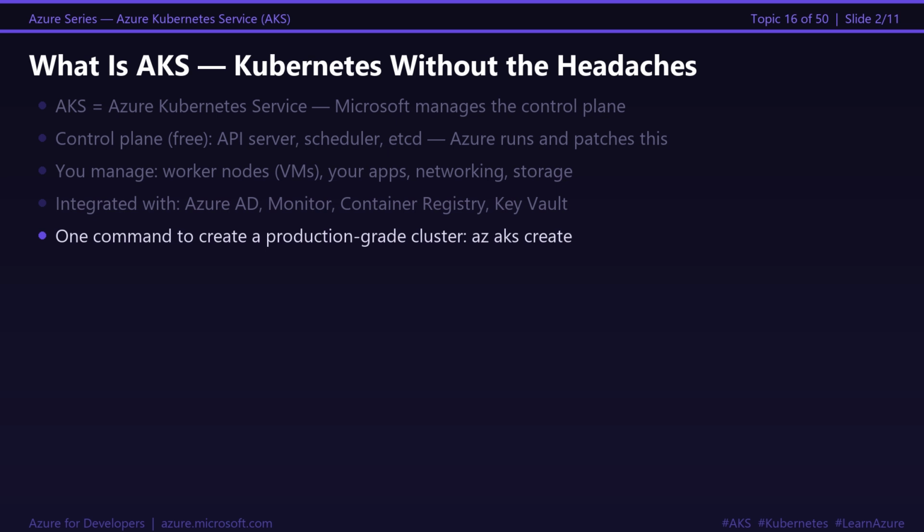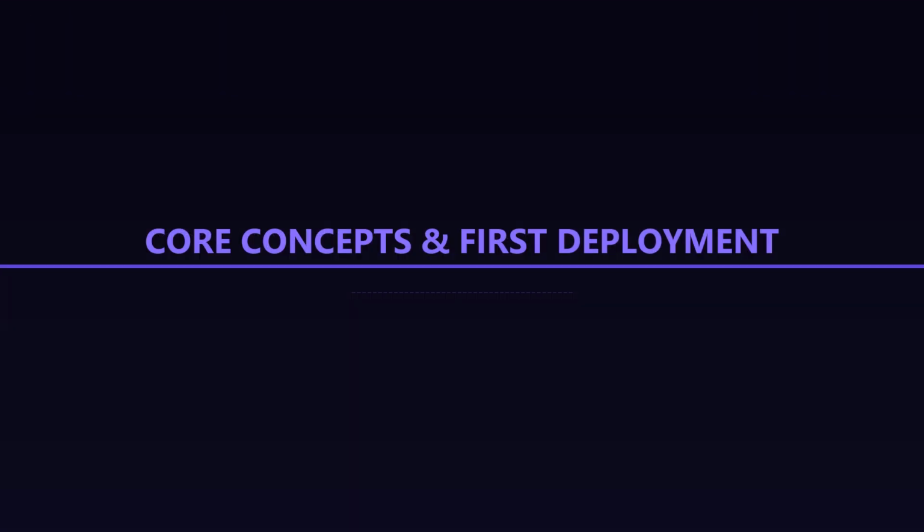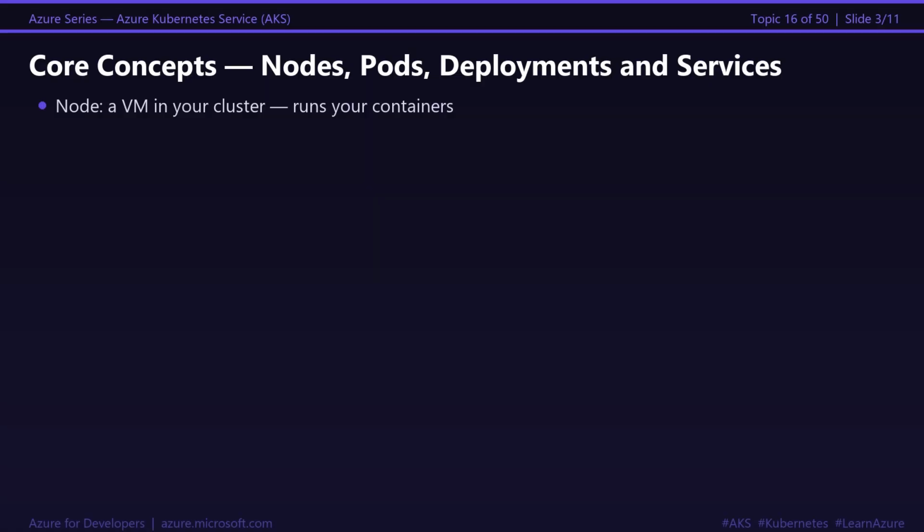Before you deploy anything, you need to understand 4 concepts. Don't worry, these are simpler than they sound. A node is just a virtual machine. Your cluster has a pool of nodes, and Kubernetes decides which node runs which container.